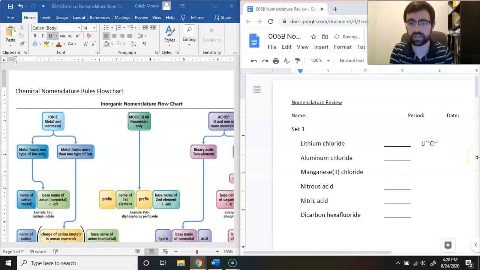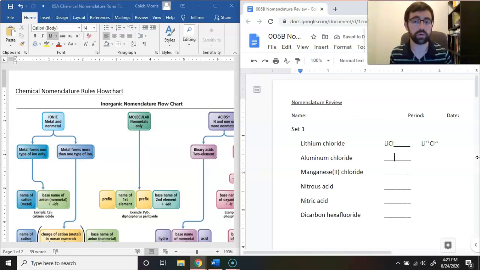All right, I'm looking at this, and I need to decide, is it neutral or not? If it's already neutral, I don't need any subscripts. In this case, looks like I don't need a subscript, right? So I'm going to go back over here, and I'm going to write LiCl. And that's all I really need to do.